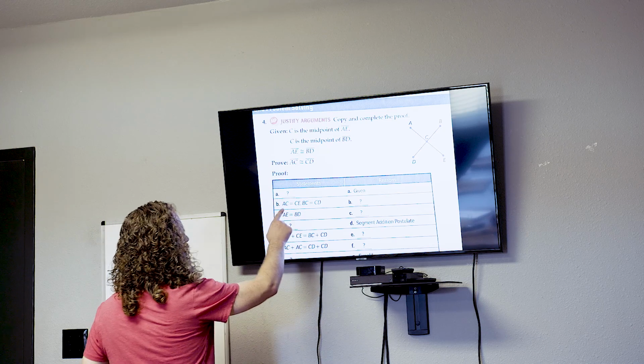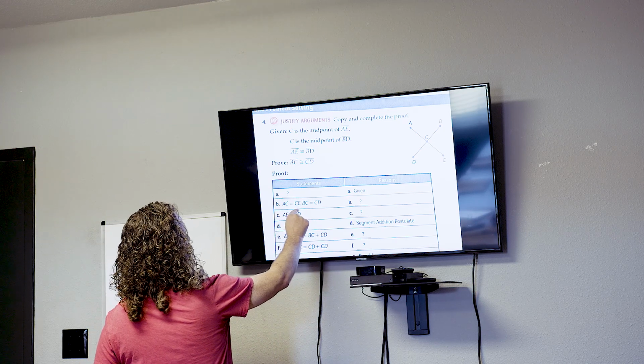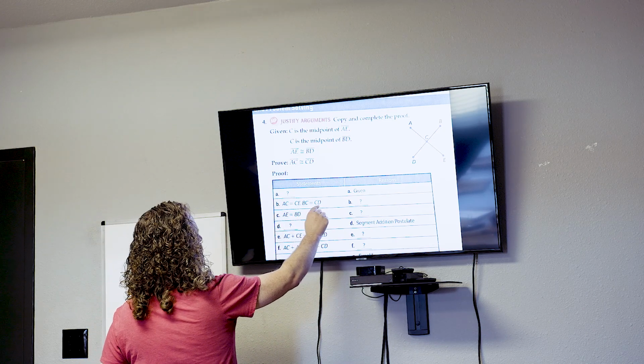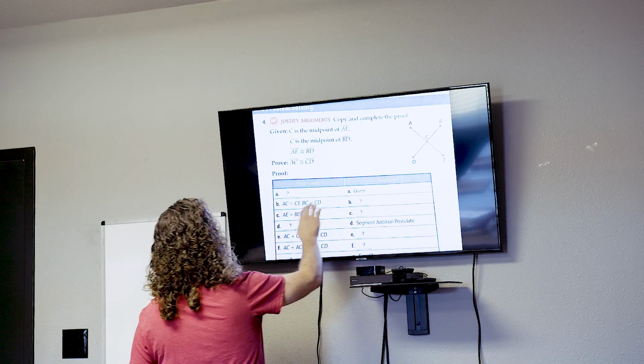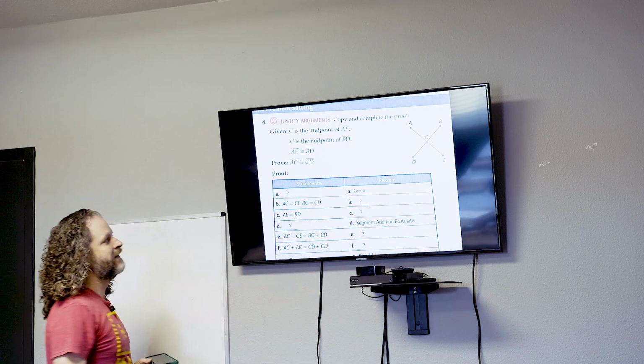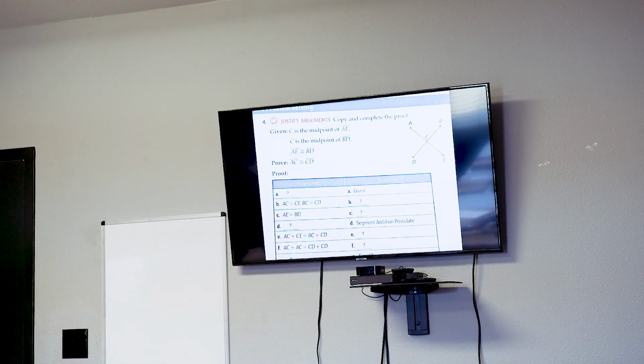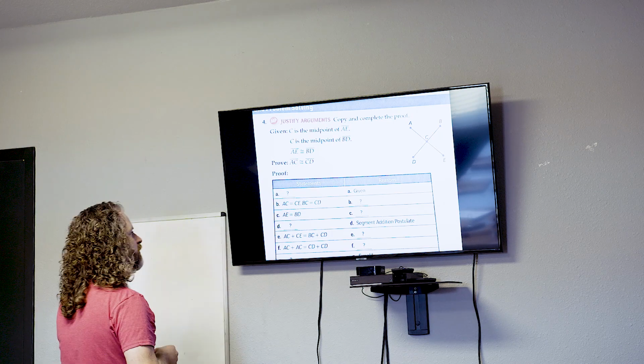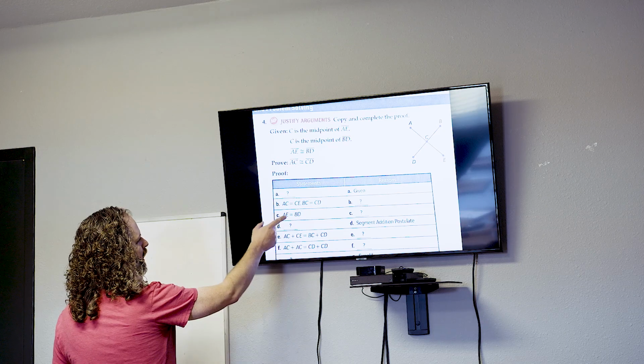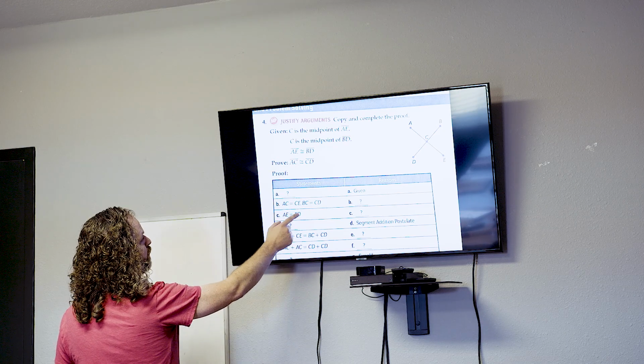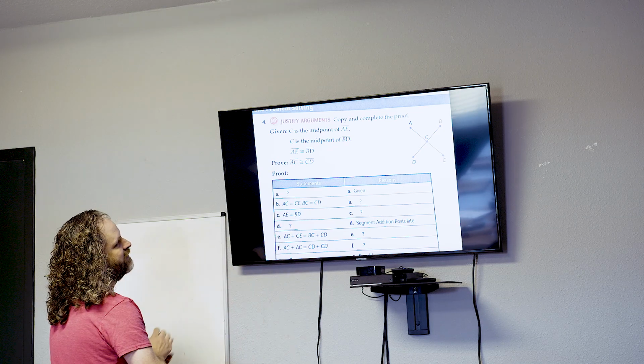So what lets them say that the measure of AC equals the measure of CE and the measure of BC equals the measure of CD? What lets them say these things? Yeah, definition of midpoint. That's exactly right. Midpoint property, because if it's the midpoint, then the other two segments are equal. Their measures are equal. So what about AE? The measure of AE equals the measure of BD.